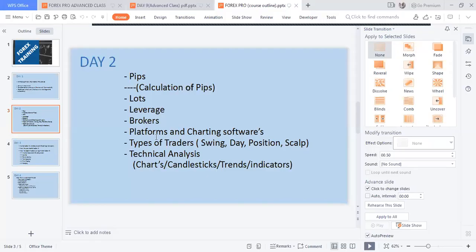So now, what exactly are we doing for today? Come with me. Welcome, sir. Today, I said we'll talk about pips, lots, leverage, brokers, platforms, and charting softwares, types of traders, swing, day, positions, technical analysis, charts, candlestick trends, and indicators. So let's start with pips. What exactly is a pip, class?